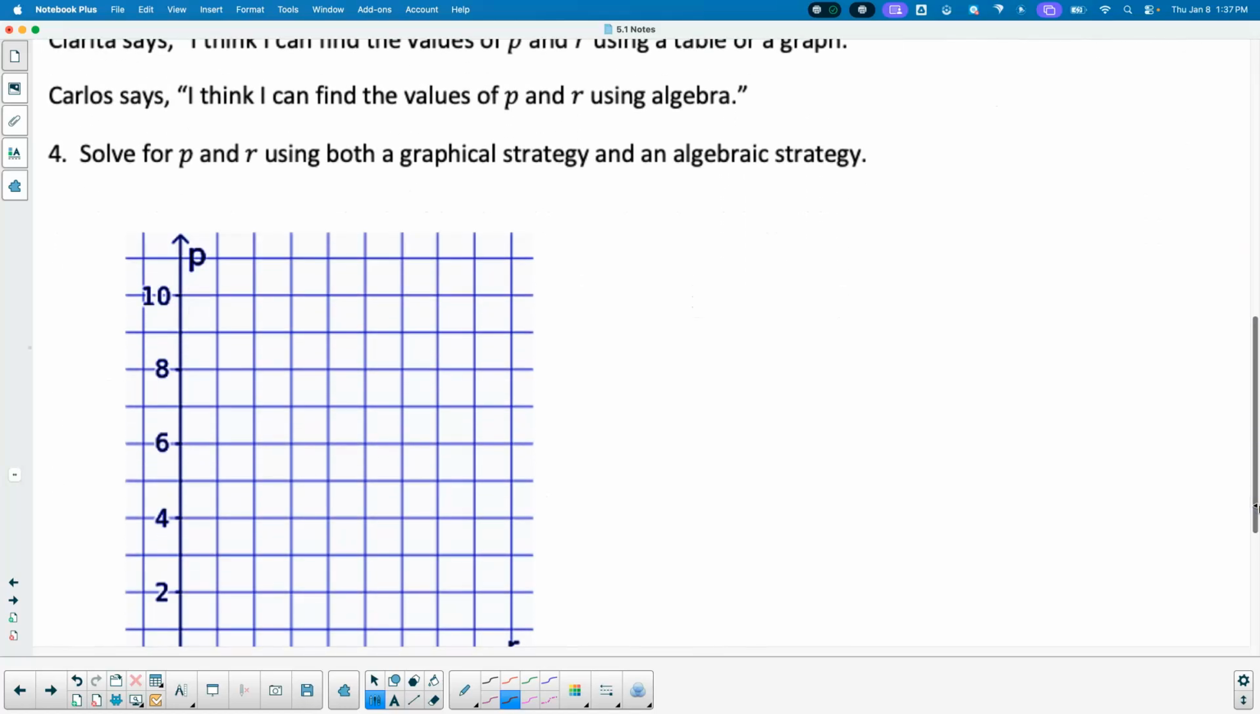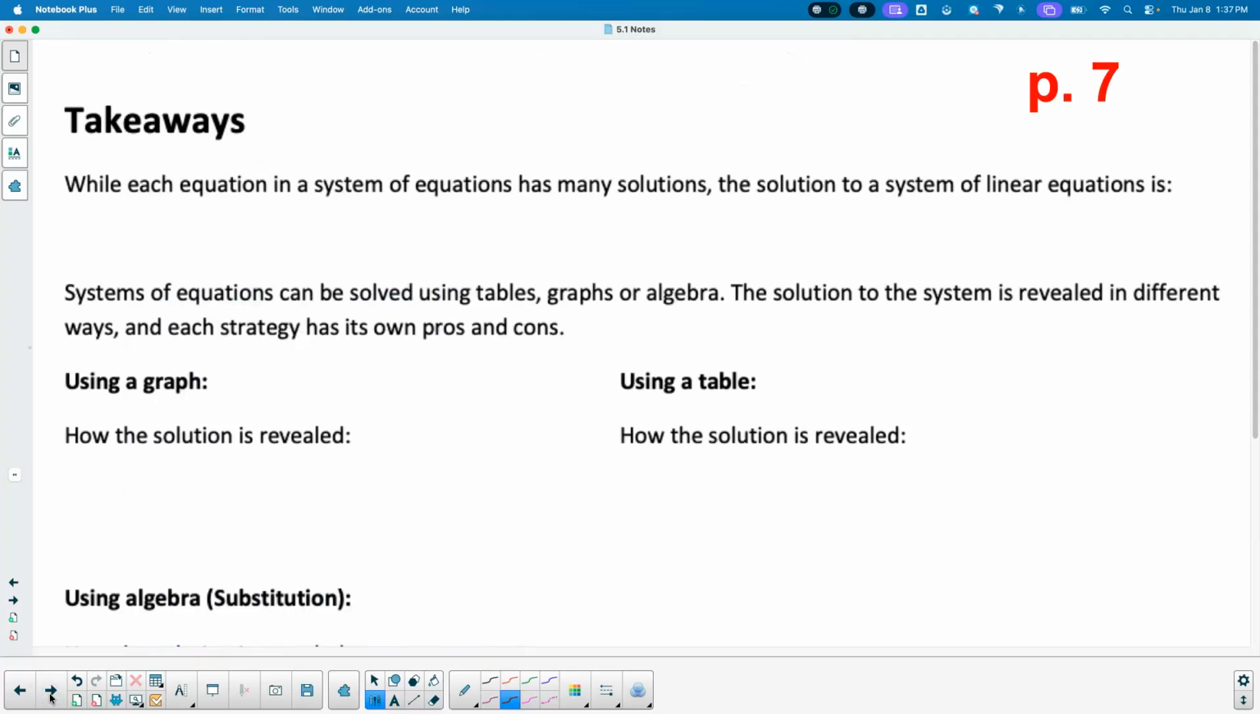Good there, good there, good there, all good through. Okay, so a couple of takeaways before we get into homework. If we're using a graph, where do we find the solution to a system of equations on a graph? Intersection point. Yep, exactly.